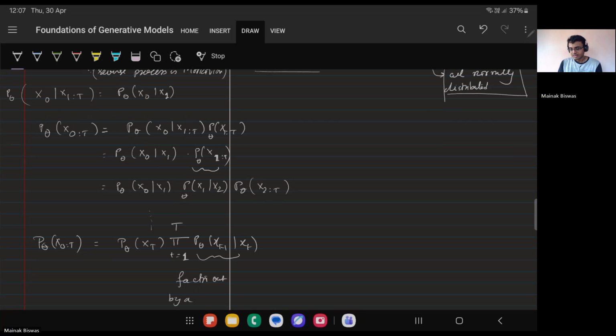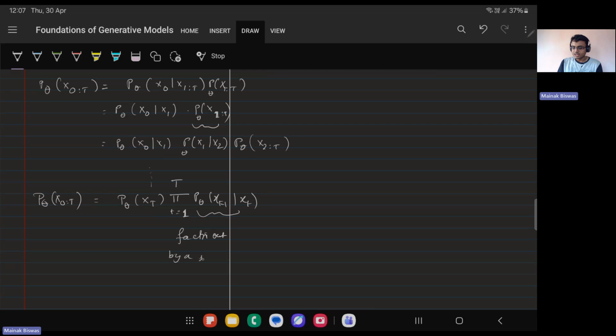by a set of normals. Okay, so this is also an assumption. We will see the details of this assumption now. How are we going to do it?